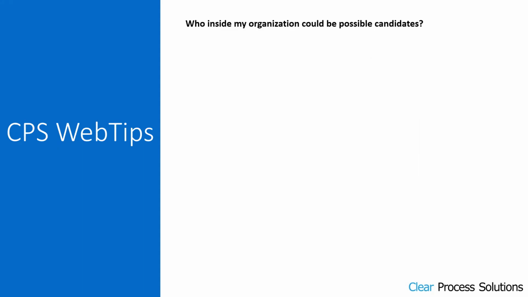Who inside my organization could be possible candidates? Quality engineers, especially if your organization is ISO compliant or ISO certified or certified by another regulatory commission, are great people to have as citizen developers. Process engineers themselves, part of their job is actually mapping out the processes and defining those processes. These platforms are really driven towards, as I said earlier, process-driven individuals.